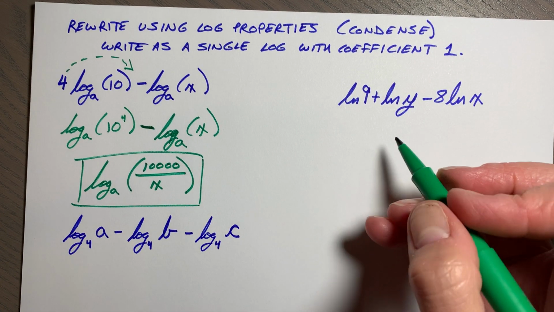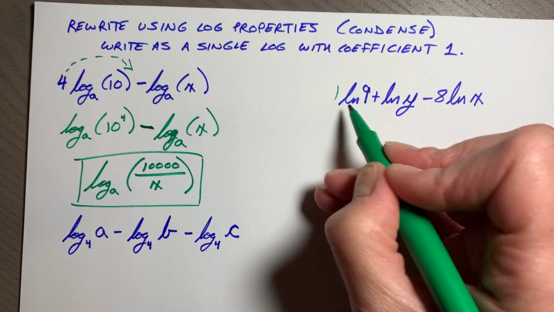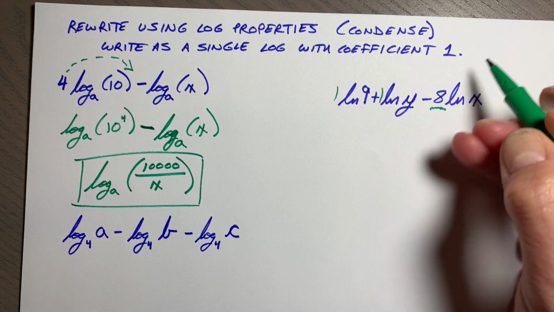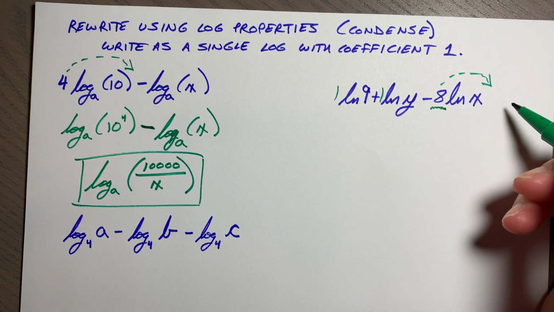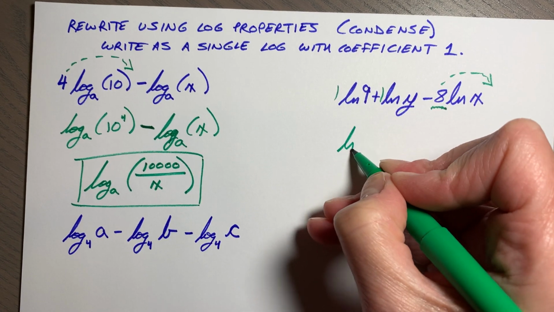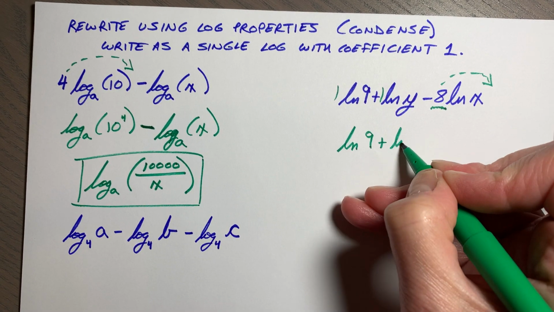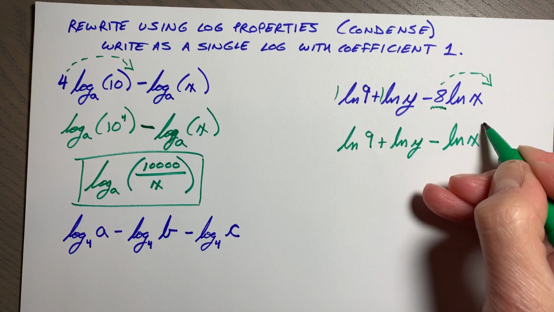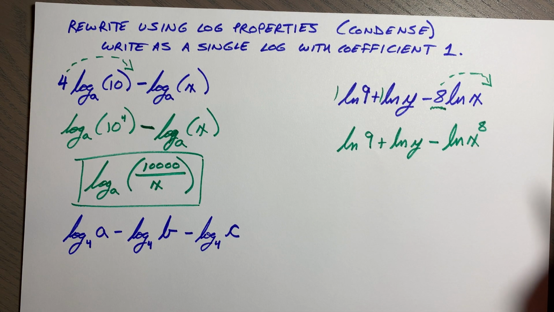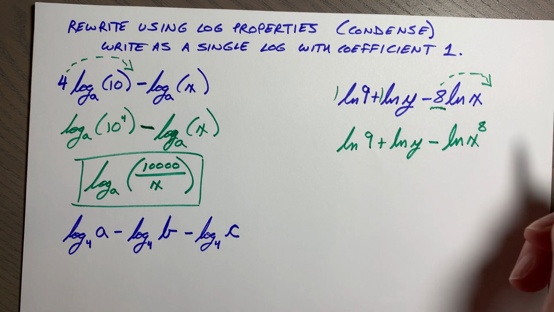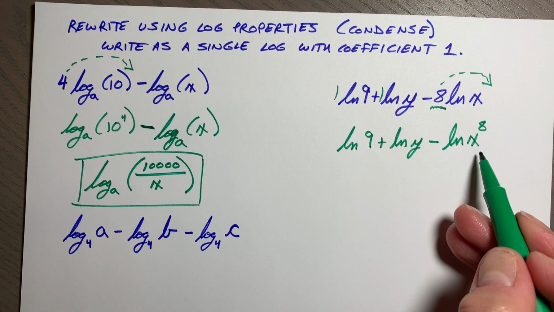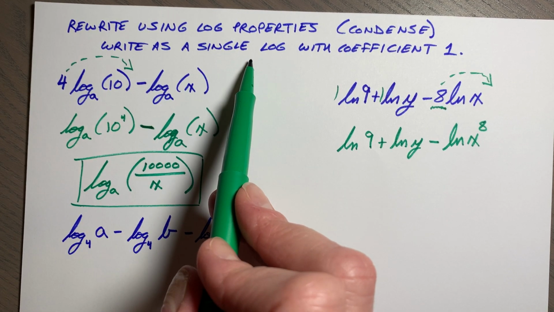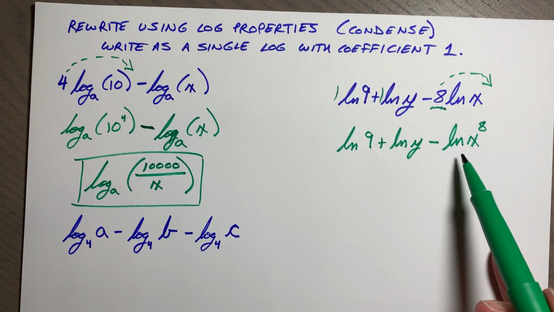So let's come along over here, see if we can work the same thing. I see coefficient 1 there, that's fine. Coefficient 1, that's great. Oh, but then I've got coefficient 8. All right, so we're going to use our power property first and call this natural log 9 plus natural log y minus natural log 8 raised to the x power. That's helped me get all of the coefficients to be 1. But I still need to condense, so I have a single log. Right? I have 3 separate log expressions right now.